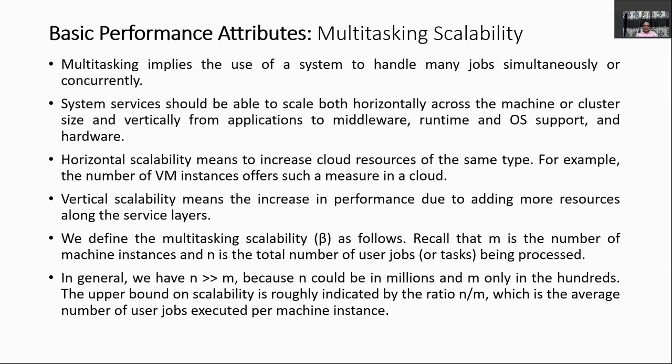We define the multitasking scalability, denoted as beta, as follows. M is the number of machine instances and N is the total number of user jobs being processed. So in general, N is much larger than M because N could be in millions and M can be only in hundreds. So the upper bound on the scalability is roughly indicated by the ratio of N to M.